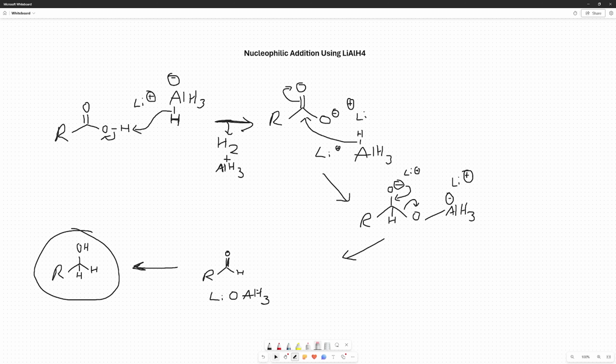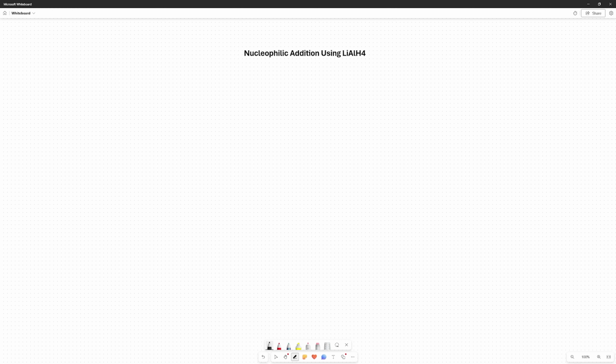So when you eventually do the aqueous workup to destroy any of the lithium aluminium hydride left over, and any of the lithium salts, you'll end up with an alcohol because it's going to protonate the aldehyde as well. So the last reaction with lithium aluminium hydride we're going to be looking at is for nitrile.